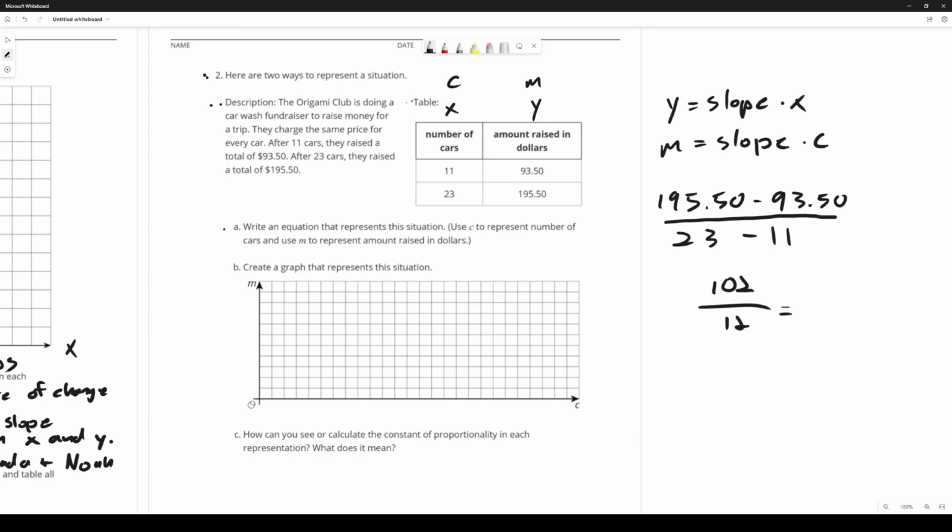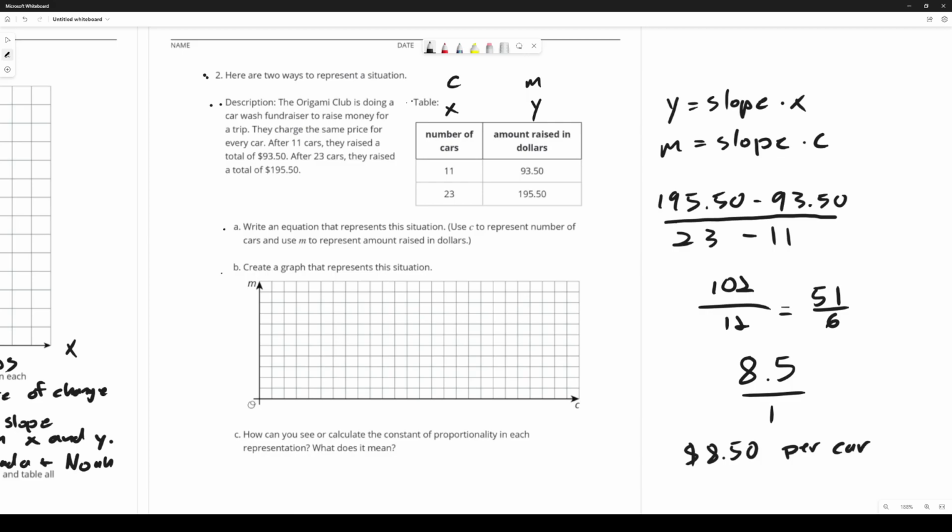And when I simplify that, I'm going to get 51 over 6, which I can also write as a mixed number, 8.5. Now, normally I'm going to want you to leave slope as an improper fraction, but because we're talking about money here, I can write this another way, 8.5 over 1, which means that they're charging $8.50 per car, right? So that's what they're charging everybody at the car wash.